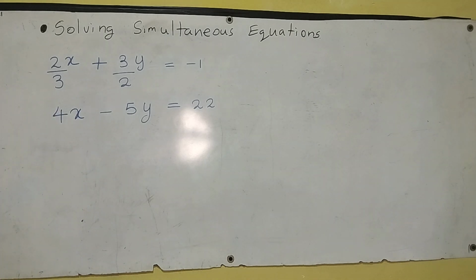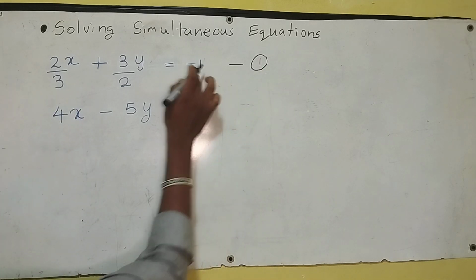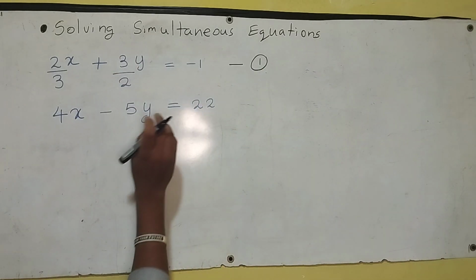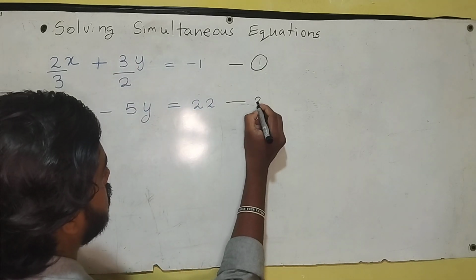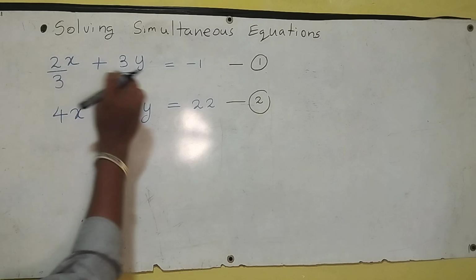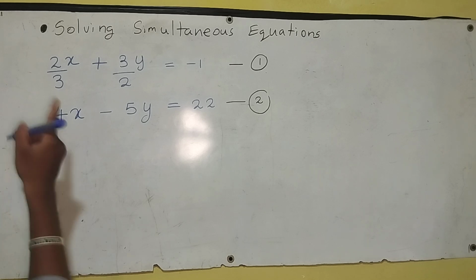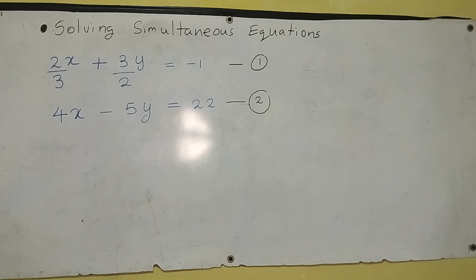Very firstly, I am going to denote this as 1. This is our first equation, as well as this is our second equation. Look at the first one. What happened? It is a fraction. This one fraction, this one fraction. Before the calculation, we have to do some extra thing.